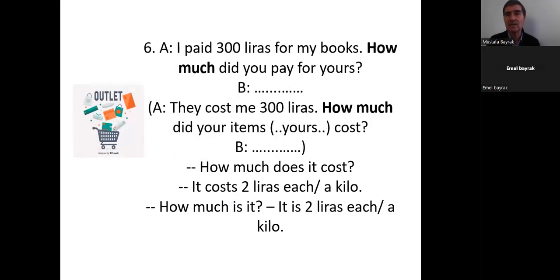Dialogue 6. I paid 300 liras for my books. How much did you pay for your books? I paid 150 liras for my books or for mine. They cost me, also possible, okay? Cost. How much did they cost you? They cost me 300 liras.